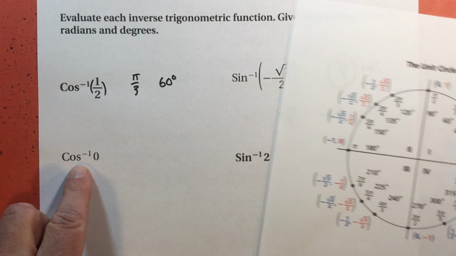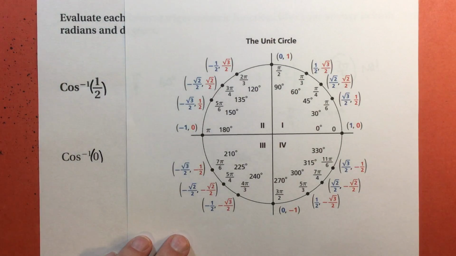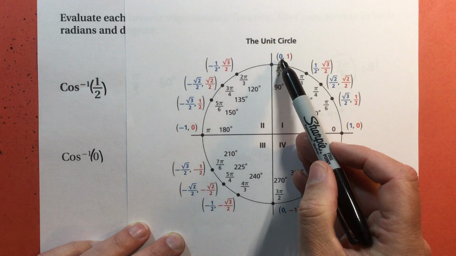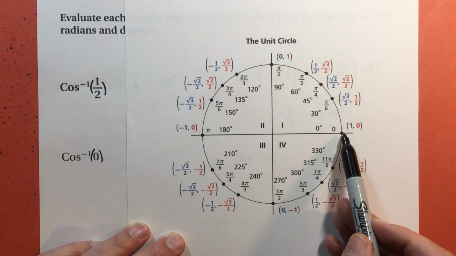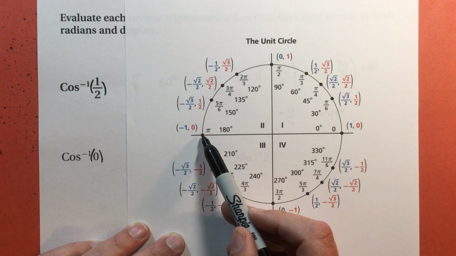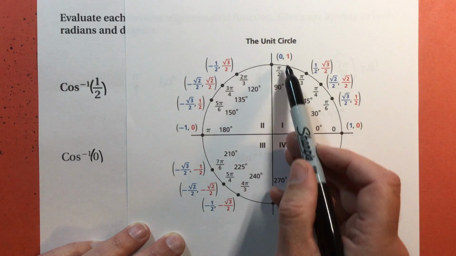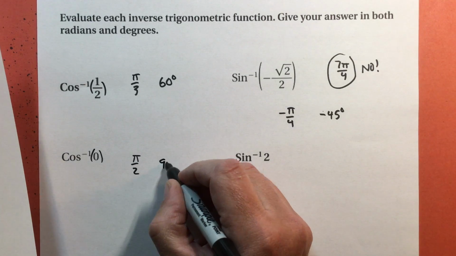What about cosine inverse of 0? And again, I hate it that they do that. So where is the x value 0 on the unit circle? So the x value here is at pi over 2 is 0, but also down here at 3 pi over 2. But remember, inverse cosine starts here, goes here 180 degrees, and it does not go further. It stops right there. So this is the only one that I'm going to include. Pi over 2, also known as 90 degrees.